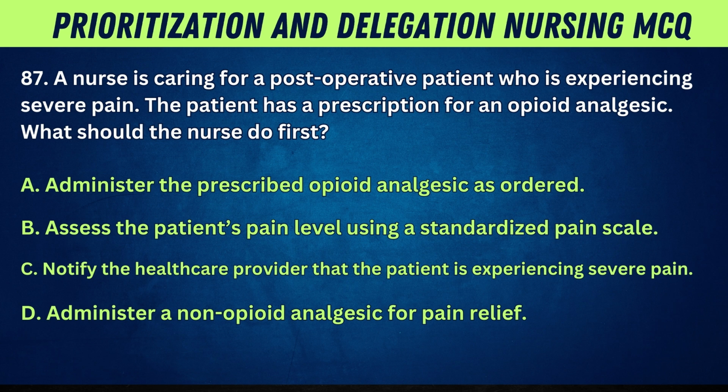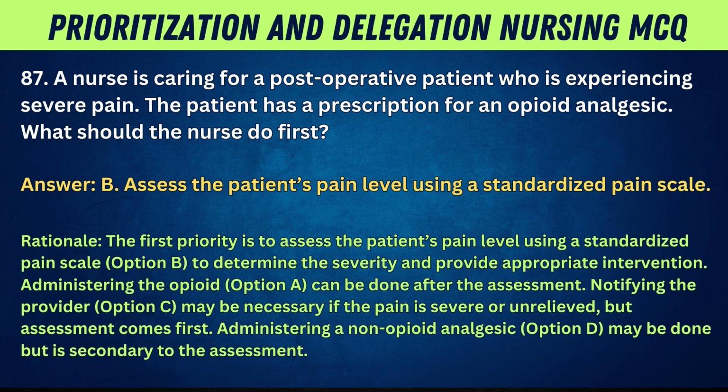Assess the patient's pain level using a standardized pain scale. C. Notify the healthcare provider that the patient is experiencing severe pain. D. Administer a non-opioid analgesic for pain relief. Answer. B. Assess the patient's pain level using a standardized pain scale.